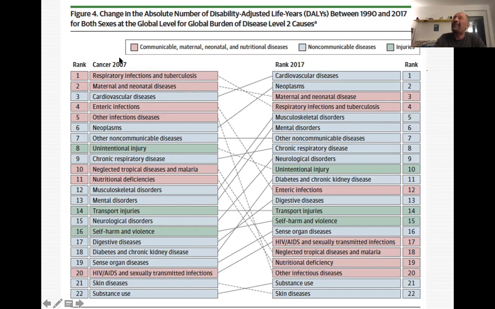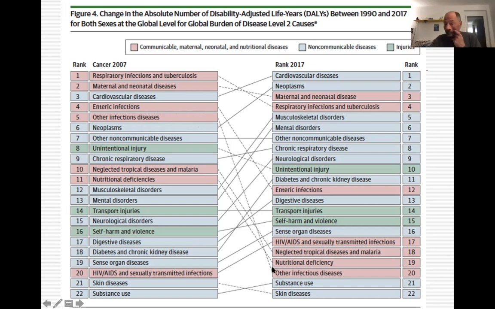So in 2007, the rank number 1 and 2 were respiratory infections and tuberculosis, and maternal and neonatal disease. Both these causes are typical of third world countries, typical of populations where the hygiene measures and the protection for the newborns are extremely poor. Both have dropped now to 3rd and 4th place. And other causes, like 4th and 5th place here, enteric infections and other infectious disease, have dropped very low now.